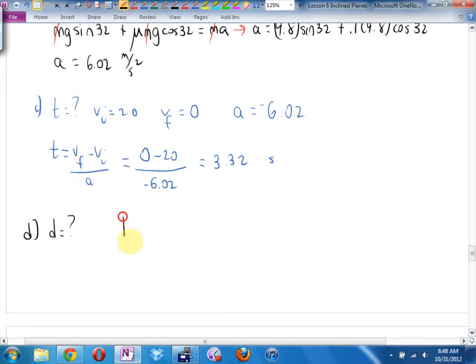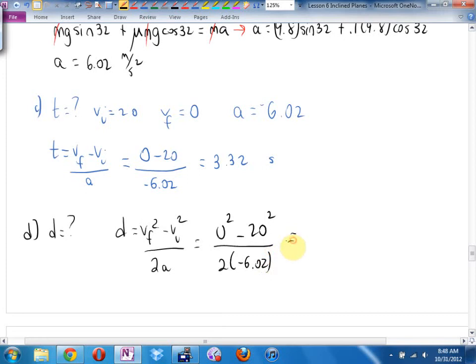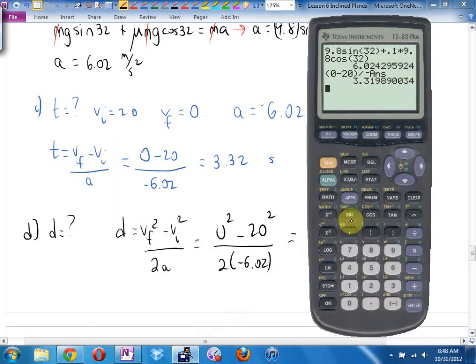D equals VF squared minus VI squared over 2A. VF 0 squared minus VI 20 squared all over 2 times negative 6.02. I have to include the negative again, and I noticed that because I could see the top was going to be negative, and I'm pretty sure we're traveling forwards. I do want a positive answer, right? More than one number on the top. Bracket 0 squared. I guess I could have skipped the squared on the 0. 20 squared divided by bracket 2 times negative 6.02.